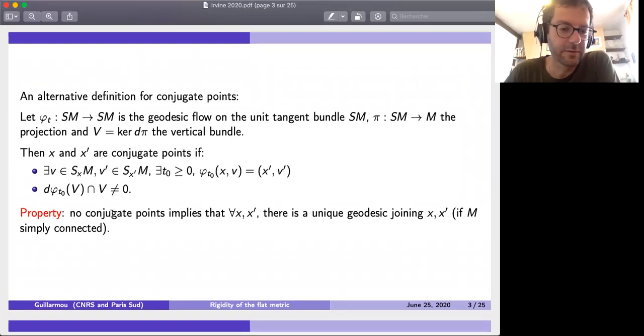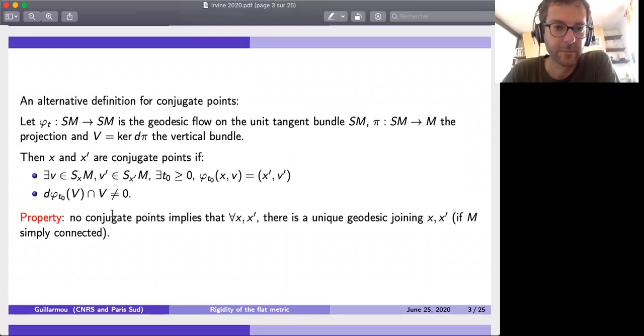So one property of conjugate points, which is used a lot, is that when you have no conjugate points, for any pair of points x and x prime, you get a unique geodesic joining x and x prime, at least assuming that M is a simply connected manifold. If it's not simply connected, then you have a unique such geodesic in each homotopy class. Another way to describe it is in terms of the exponential map. The exponential map would be a diffeomorphism in that case where M is simply connected.